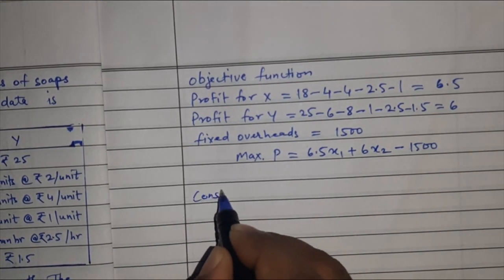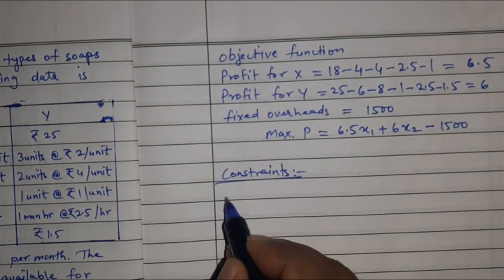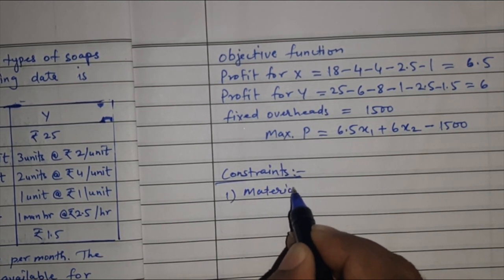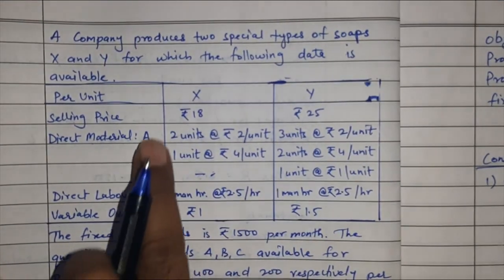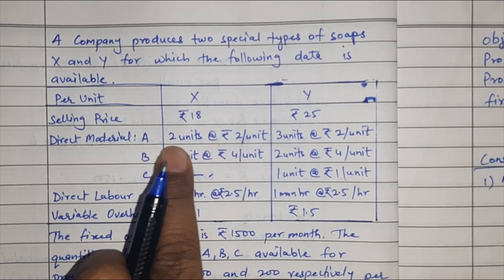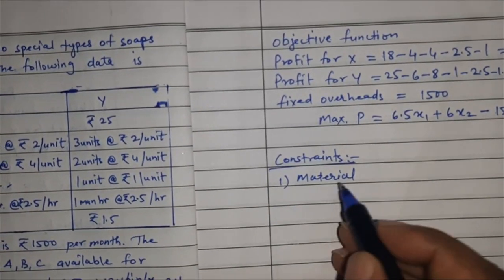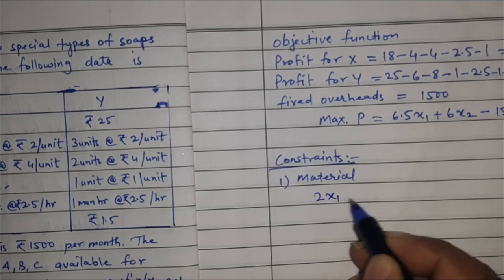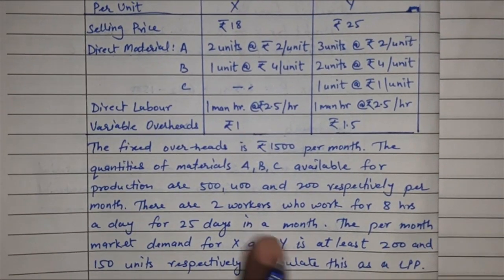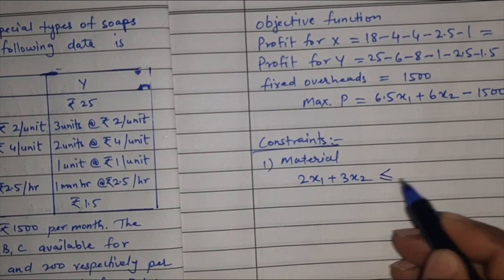What are the constraints? Let us write the constraints now. My first constraint is my material constraint. So for material, we have three materials A, B and C. We are going to use 2 units from A for X and 3 units for Y. So we have the first equation 2x1 plus 3x2, and what is the total material available? 500 units for A is available. So this will be less than equal to 500.